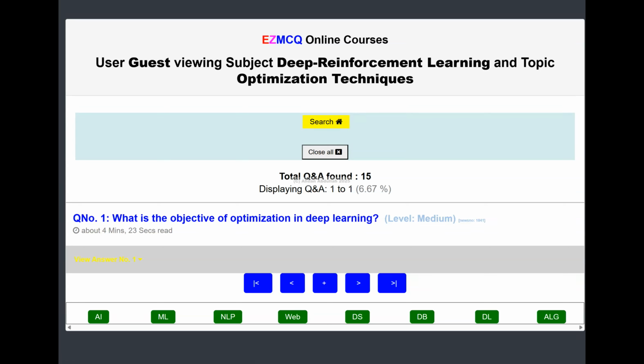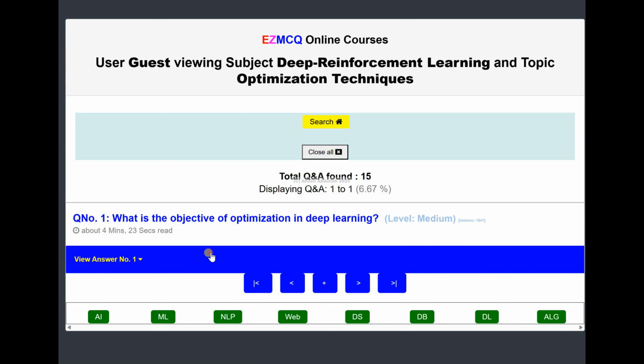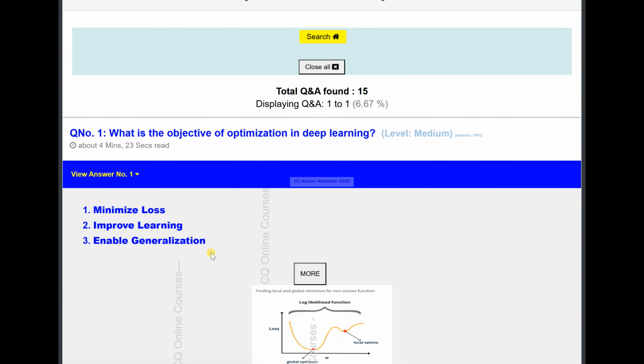So we start with section 6A, optimization techniques. So what is the objective of optimization in deep learning? So that's the concept we will be exploring. So at the highest level, the objective of optimization is to minimize the loss. And then when the loss is minimized, there is an improvement in learning. How that improvement happens, we will discuss. And it enables generalization. Generalization is the key to machine learning.